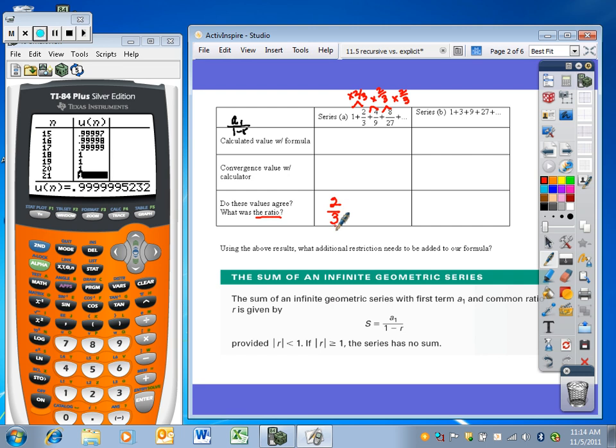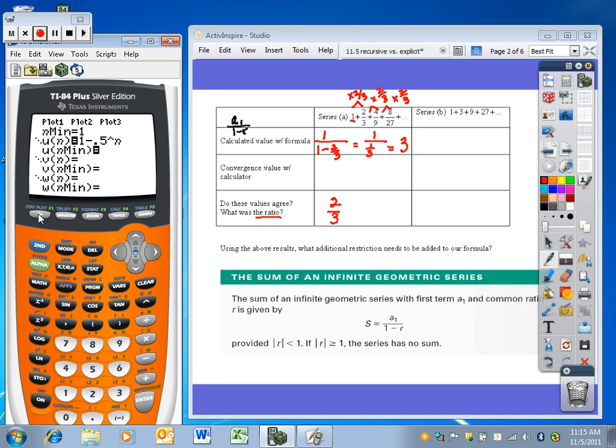Let's use this formula to see what that sum should converge to. So I have my first term is 1 divided by 1 minus my ratio, which was 2/3. 1 minus 2/3 is 1/3. 1 divided by 1/3 is 3. Well, let's put that over here in our calculator and see if we still get a sum of 3.